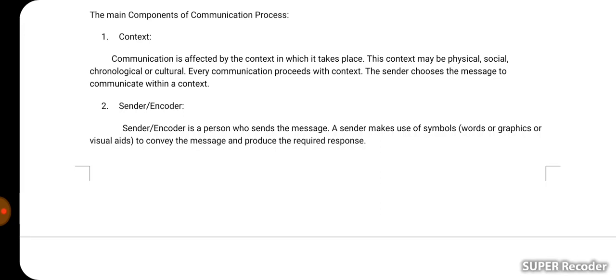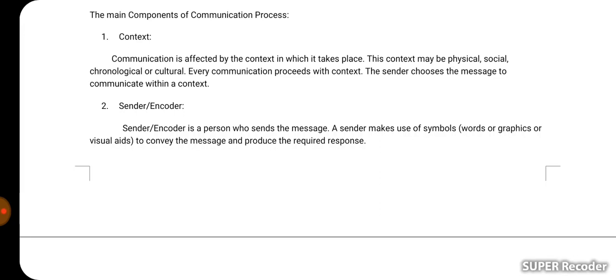Now, what is context? So let's start reading. Communication is affected by the context in which it takes place. The context in which communication does occur has a great impact on the communication. This context may be physical, social, chronological, or cultural. Every communication proceeds with context.